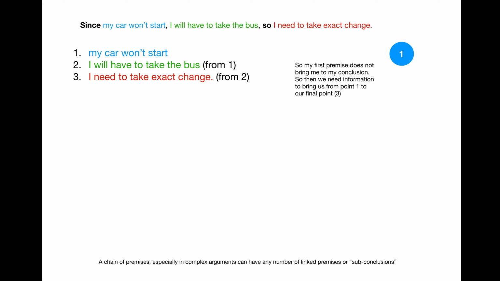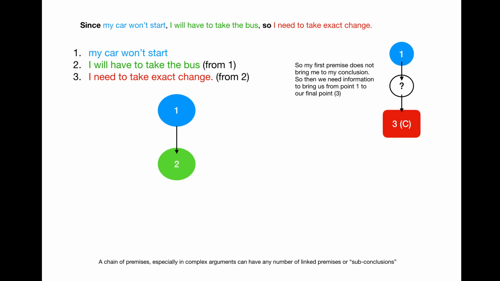So we have our 1, and it's going down. My car won't start. And then we have our conclusion. I need to take exact change. But there's something missing in the middle, right? We're missing information that we need to go from point 1 to point 3. So we diagram it like this. We draw our first bubble with an arrow to our second bubble, my car won't start, so our arrows kind of mean so.